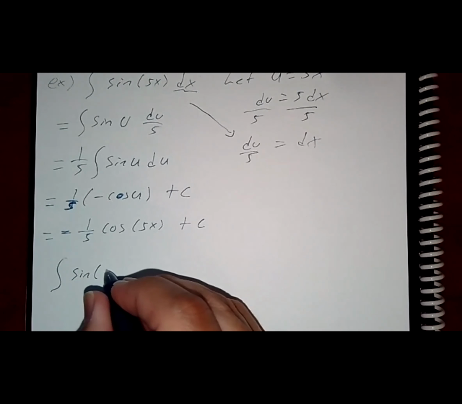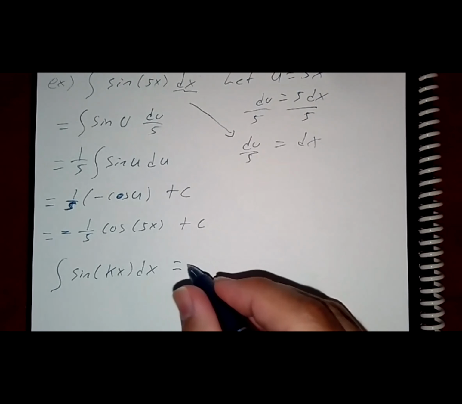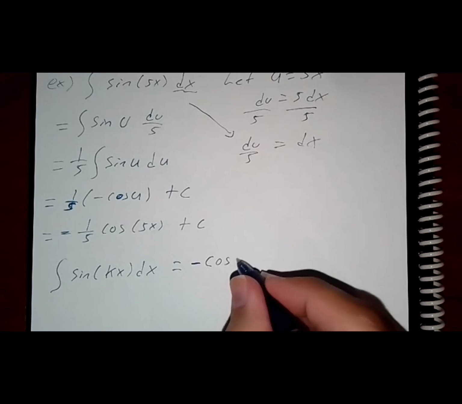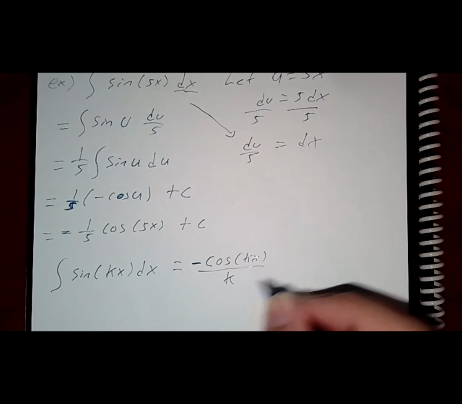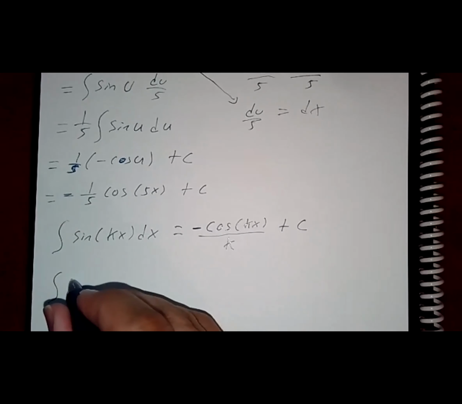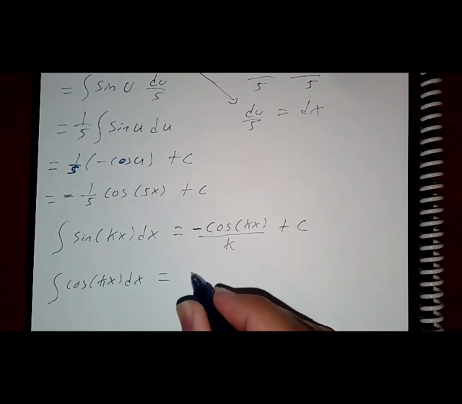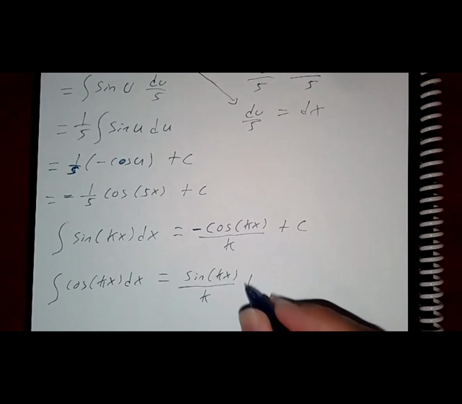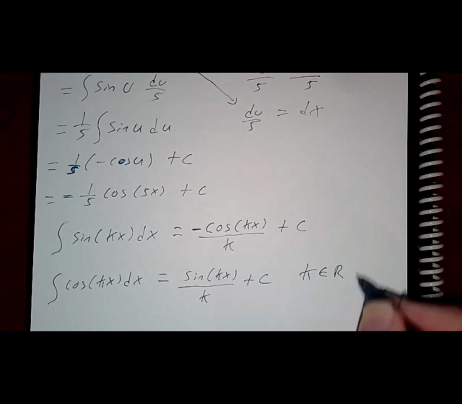So let me give you a little formula. If you have a number on the x, after doing these so many times, I started to see it's always going to be this. As long as k is a number, it'll always be negative cosine of kx divided by k plus c. If you integrate cosine of kx dx, it will always be equal to sine of kx over k plus c. K is a real number.